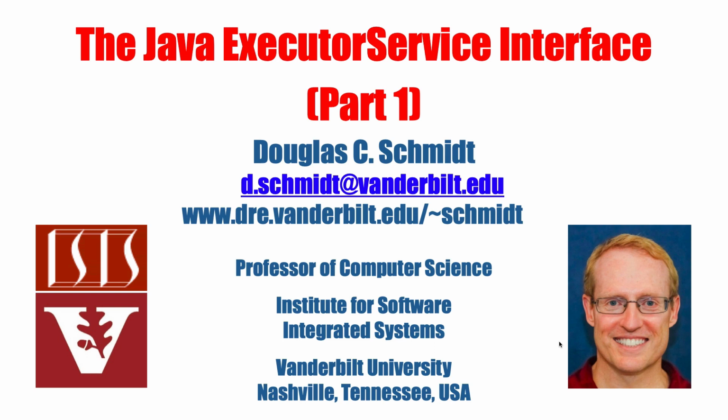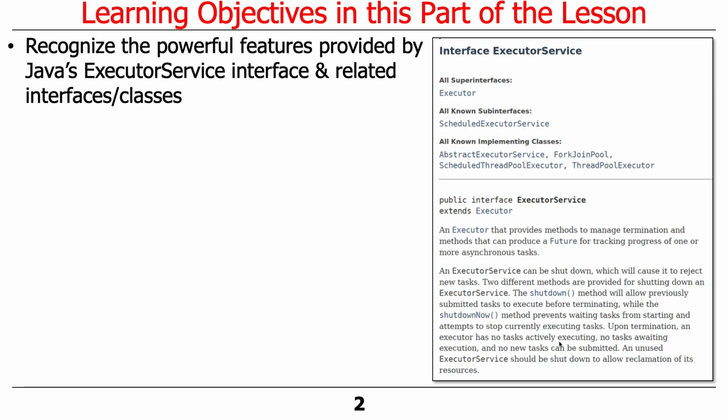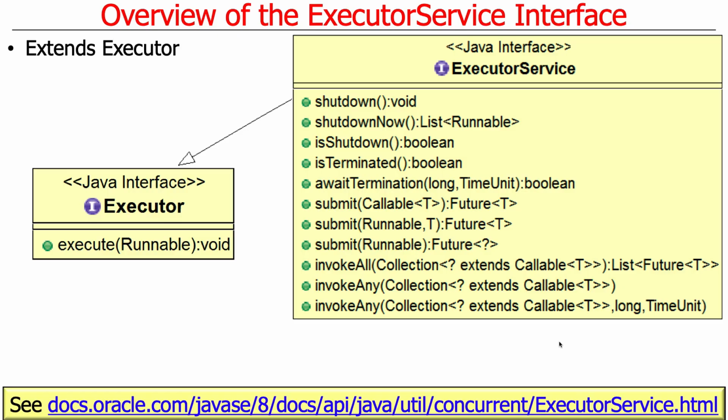So now that you've had a chance to see what the executor interface does, let's take it to the next level, and we'll talk about the executor service. The executor service is also an interface, but it has a lot more powerful features than the executor interface. First and foremost, executor service extends executor. So we have the executor interface with this single method, execute, and now we've got the executor service interface, and you can see there's a lot more stuff here.